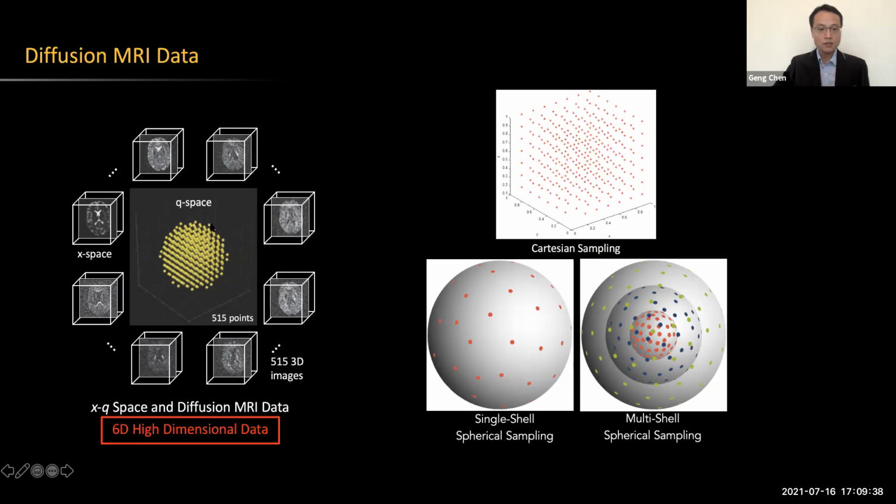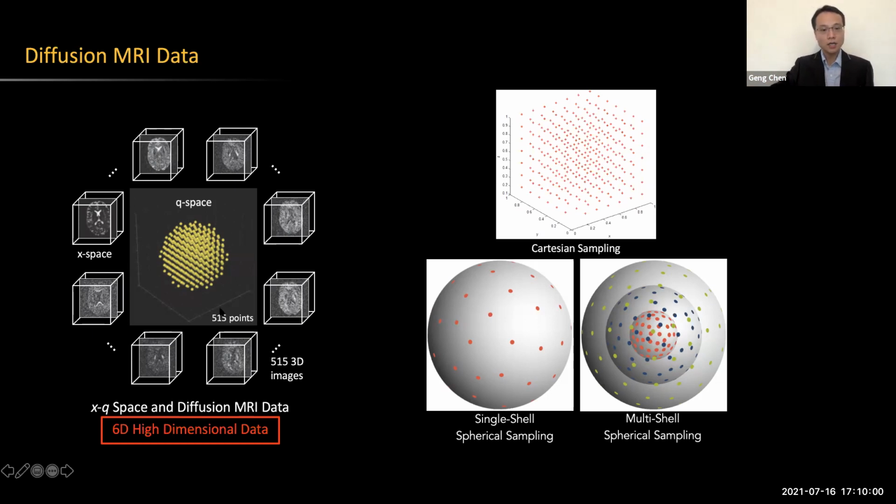Basically, given a point in Q space, we can define a wave vector. Based on this wave vector, we can define a corresponding gradient pulse. And this pulse can be used to design an imaging protocol. This protocol can be used with a scanner to acquire a corresponding 3D diffusion-weighted image.